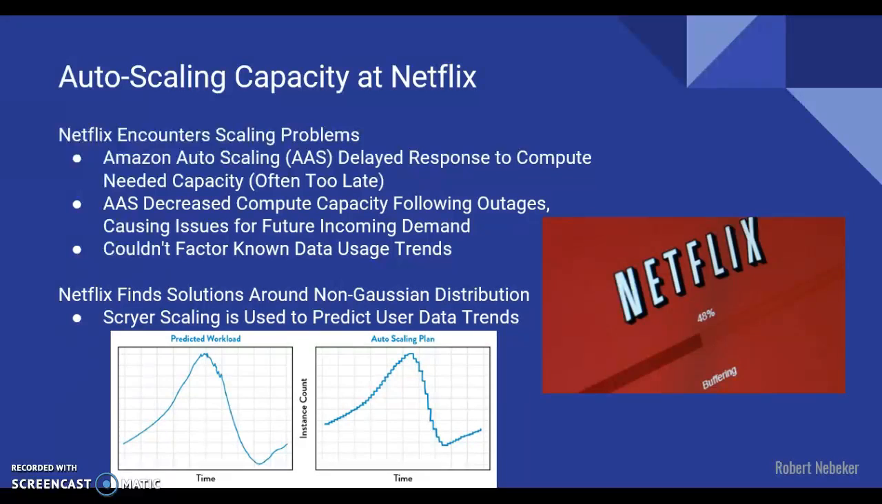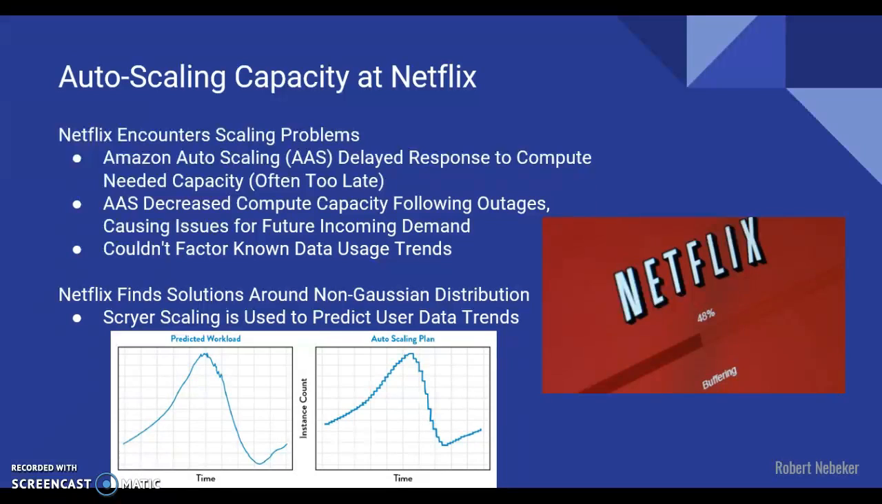So, an example of Netflix: they had some scaling problems. They had a delayed response to compute the need for capacity. In other words, by the time they realized that they needed more capacity, it was often too late. The auto-scaling decreased compute capacity following outages, causing issues for future incoming demand. And they also couldn't factor in known data usage trends.